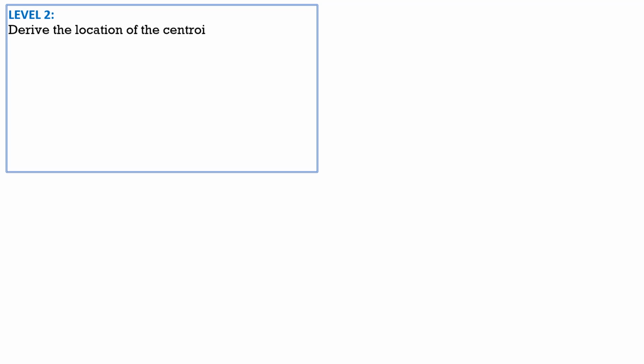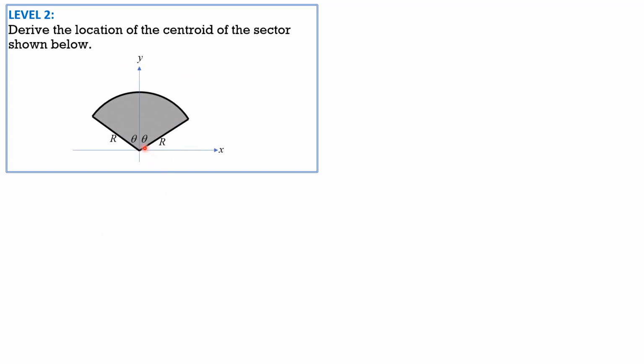Derive the location of the centroid of the sector shown below. So this is the sector, and the central angle is 2 theta. The axis of symmetry is the y-axis, therefore the centroid lies on the y-axis. So we only need bar y. Bar x is 0. So this is our strip.